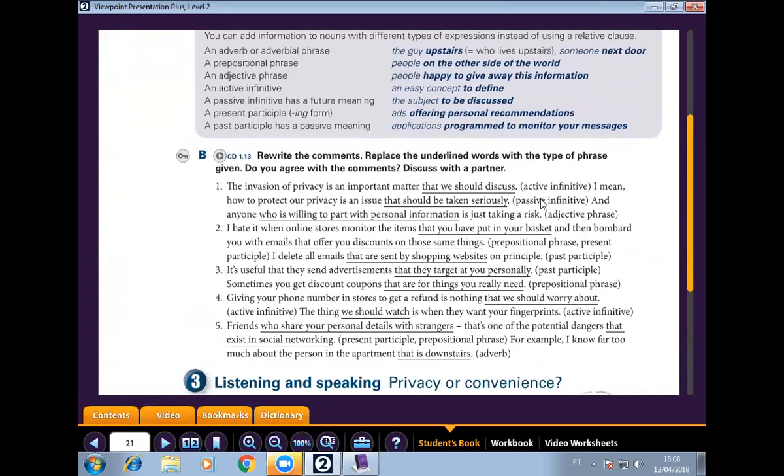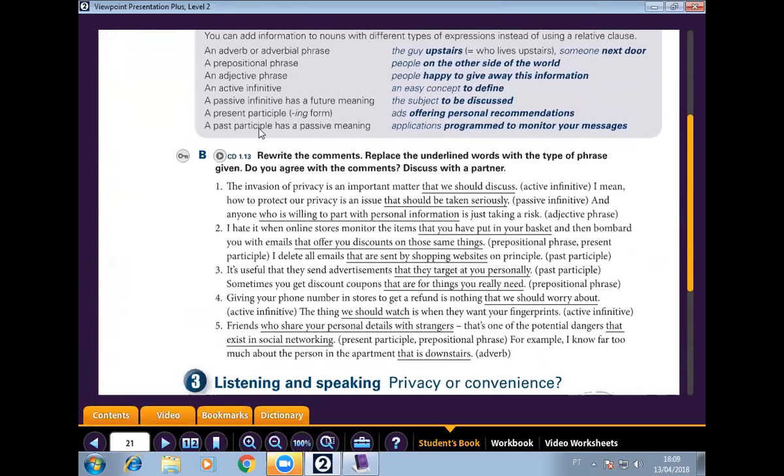Let me see one with present participle. We have to use the -ing. For example, that's one of the potential dangers. Where's the verb? Here, "exist." So I have to use it in the -ing form because the rule says the present participle is used in the -ing form. So I say, that's one of the potential dangers existing in social networking.